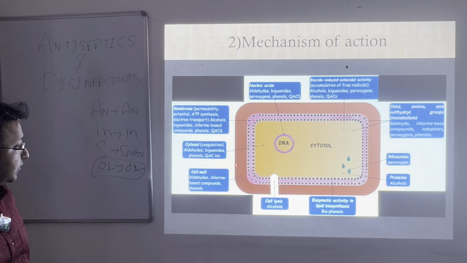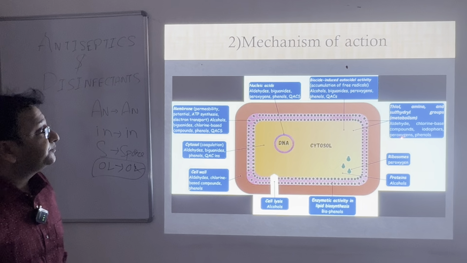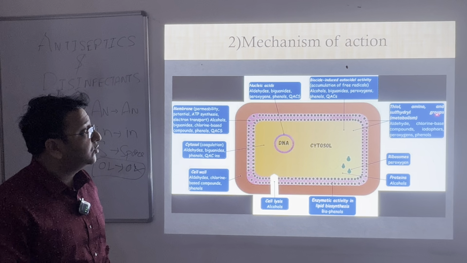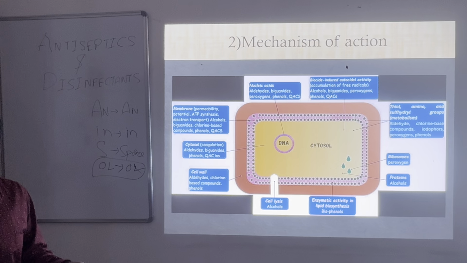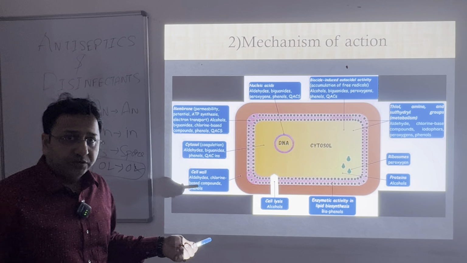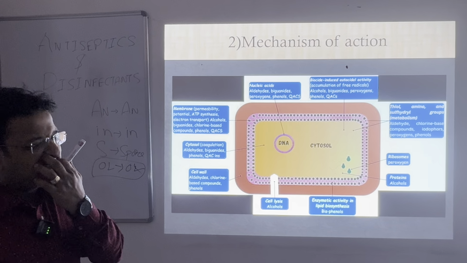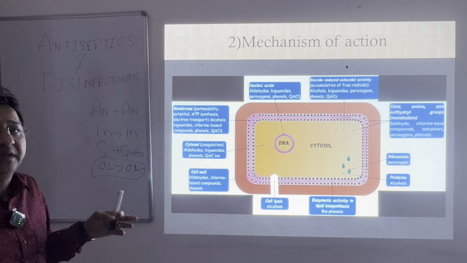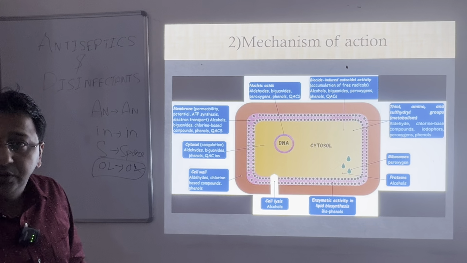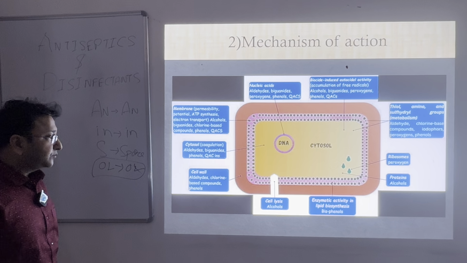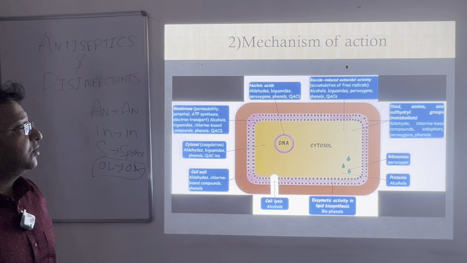Aldehyde is working here also in the cell wall, and aldehyde is working here also in the sulfhydryl metabolism. So one agent can act in multiple ways. Here it is not specific that one agent will act on a single thing like DNA or cytosol. Okay. So this is the classification according to the mechanism of action.